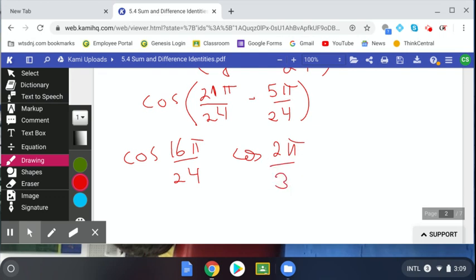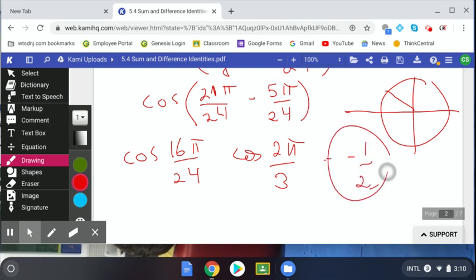And you should know that cosine of 2 pi over 3, if you go back to the unit circle, that would be 3 pi over 3 minus pi over 3. So the reference angle is pi over 3, which is 60. Cosine 60 is 1/2, but this is the second quadrant, so it should be negative 1/2. Okay.